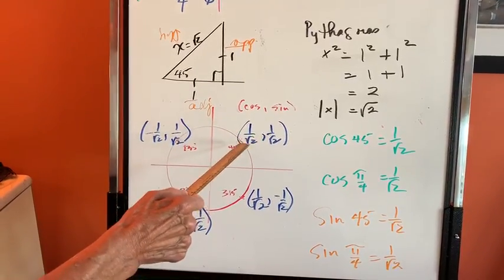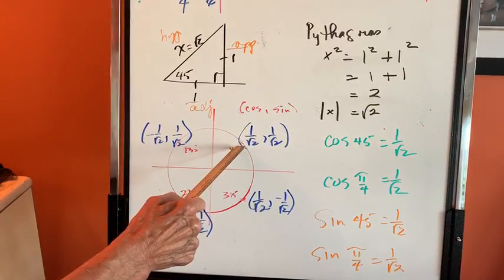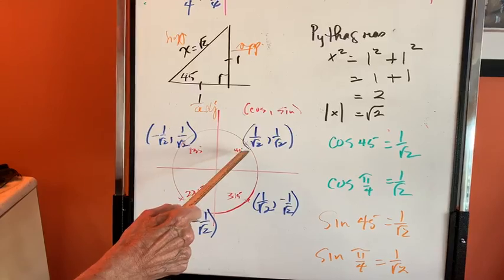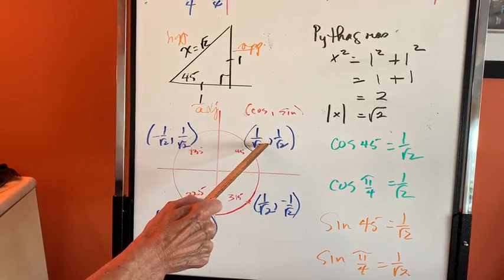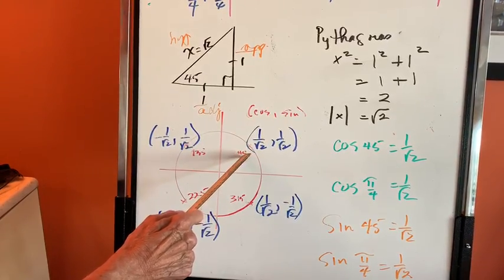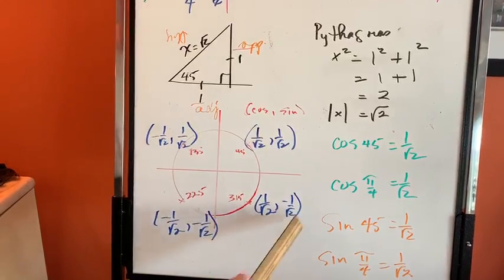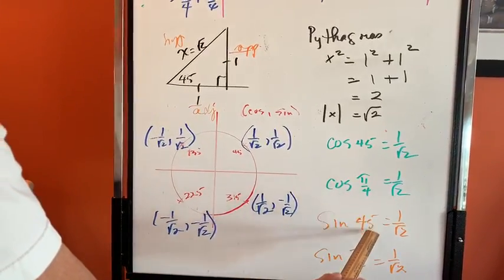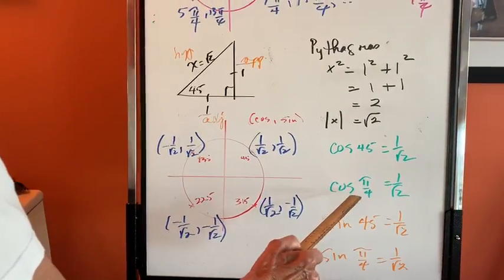So if I talk about the cosine of 45, it's 1 over the root of 2. If I talk about the sine of 45, it's 1 over the root of 2. Or I can say the cosine of pi by 4 is 1 over the root of 2, and the sine of pi by 4 is 1 over the root of 2, which is all shown over here on this side of the board. So study the pi by 4s.